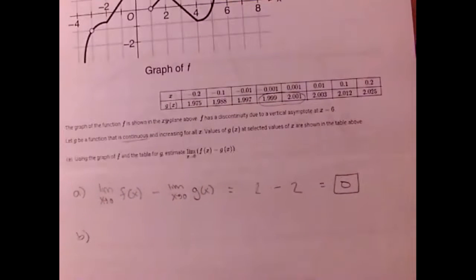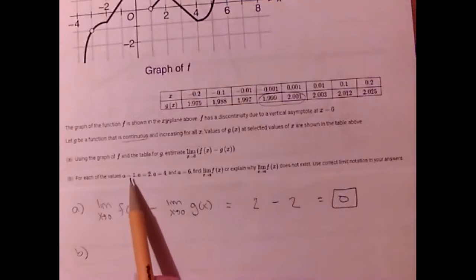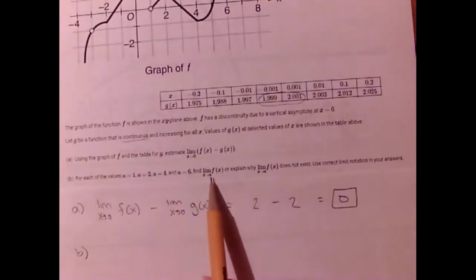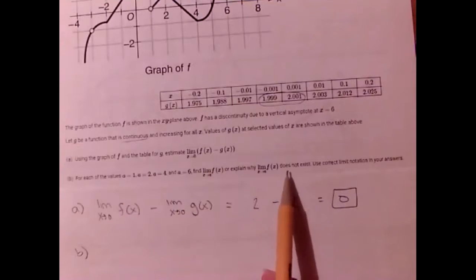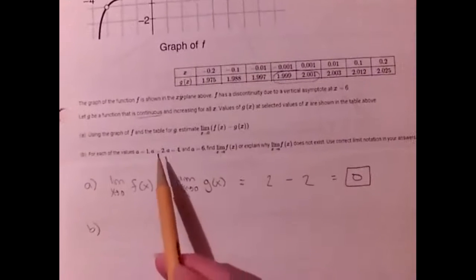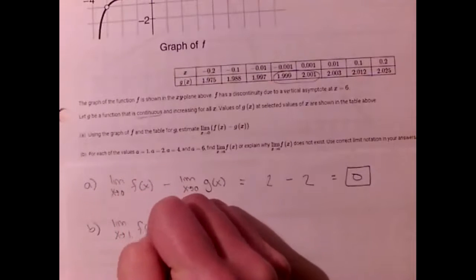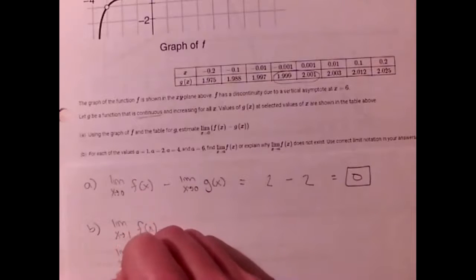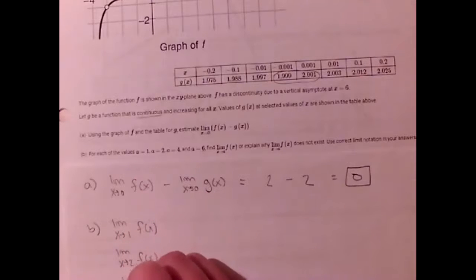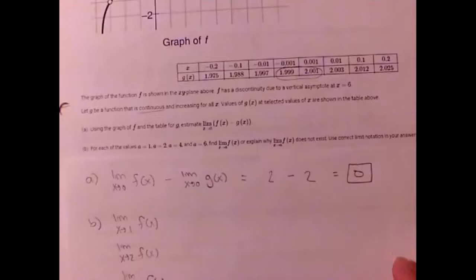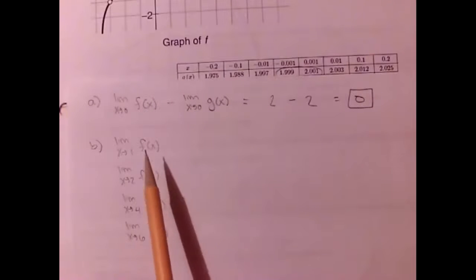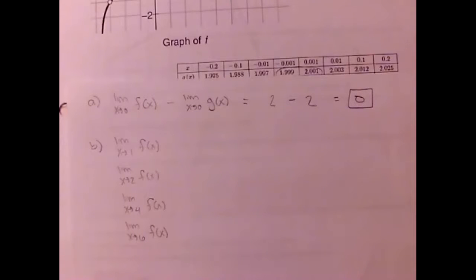All right, letter B. For each of these values, 1, 2, 4, and 6, find the limit for f of x or explain why it does not exist. Okay, so this is basically a 4-part problem. We're going to do limit as x approaches 1, limit as x approaches 2, we're going to do 4, and we're going to do 6. And I know you can't see all of them. I'm going to move the paper up. But I just kind of set that up. They want us to do all 4 of those.